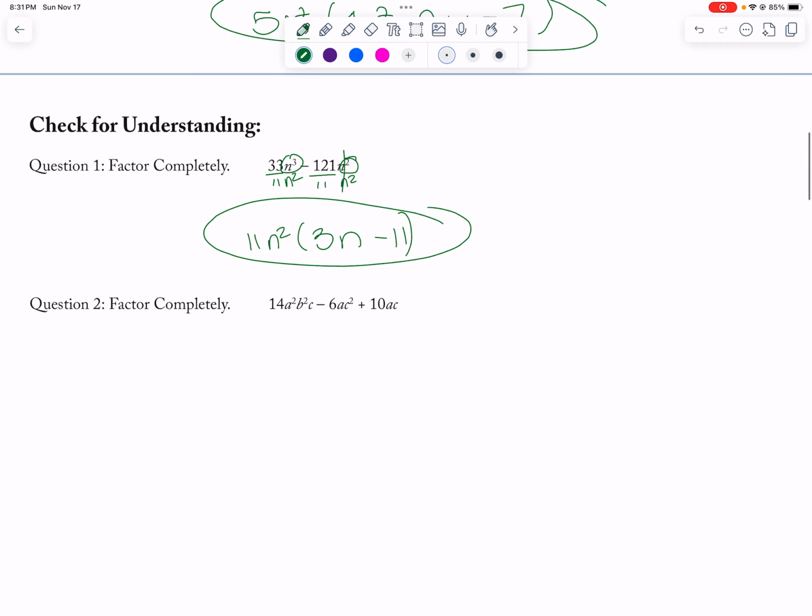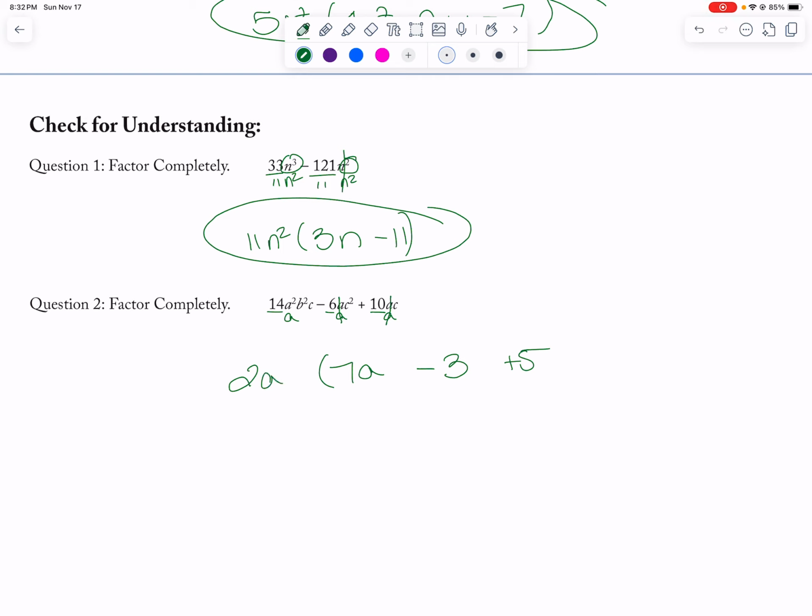All right. A little trick here next. So 14 is divisible by 2, 10 is divisible by 2, and 6 is divisible by 2. So I could pull out a 2. They all have, so that gives me a 7. That gives me a negative 3 and a 5, plus 5. Okay. Then they all have an a. So that cancels that out. That cancels that out. That leaves me with 1a left.